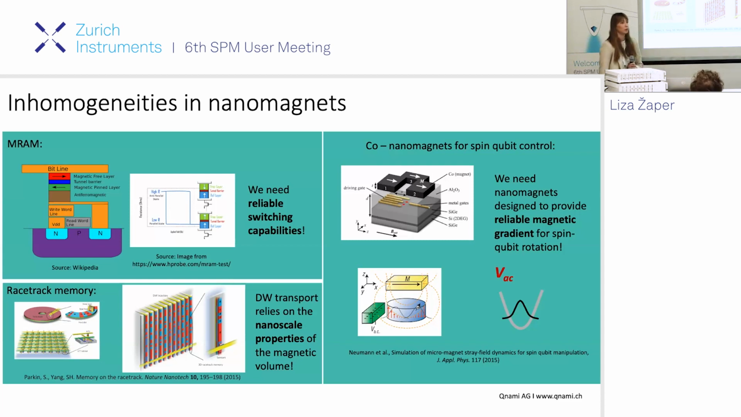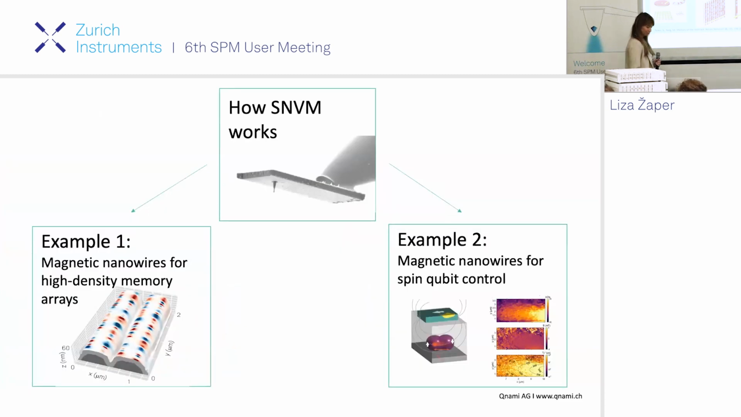Now, in order to be able to encode quantum information in the spin qubit, we need to be able to perform reliable rotation. The rotation will occur in the presence of a magnetic gradient of the nanomagnets that are deposited on the top of the device. So in order to obtain a reliable gradient, we need to have carefully fabricated nanomagnets. So there are a couple of requirements. They need to be as close as possible to the spin qubit device, as small as possible, and as efficient as possible.